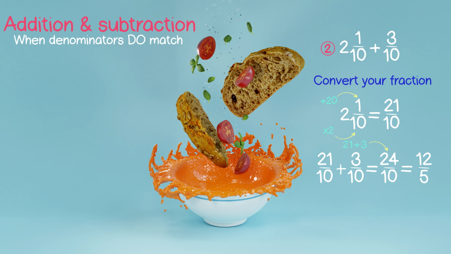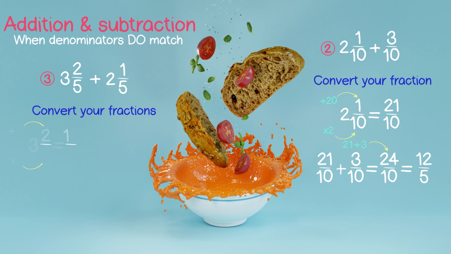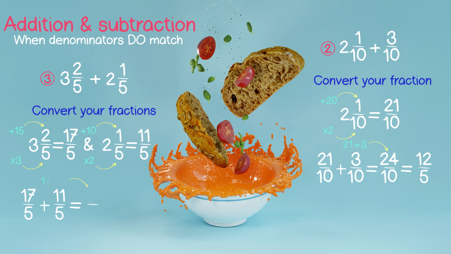For our final example, let's try the addition of two mixed fractions. 3 2/5 plus 2 1/5. We convert our mixed fractions as before, leaving us with 17 over 5 and 11 over 5. So 11 plus 17, giving us 28, 28 over 5.